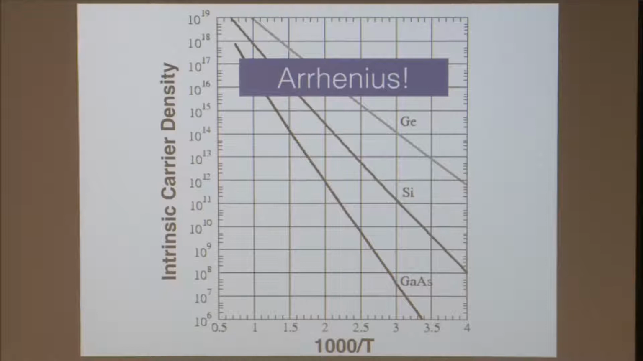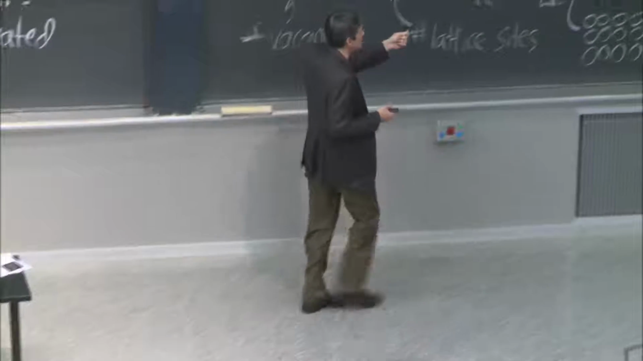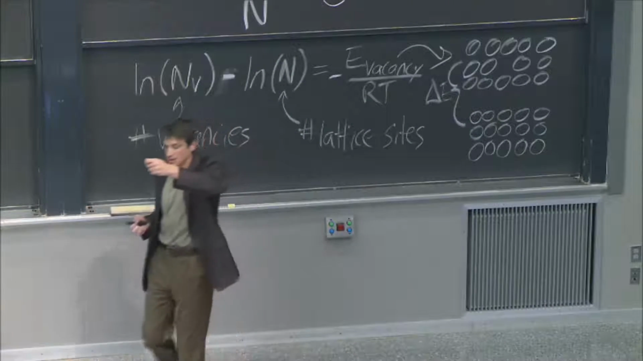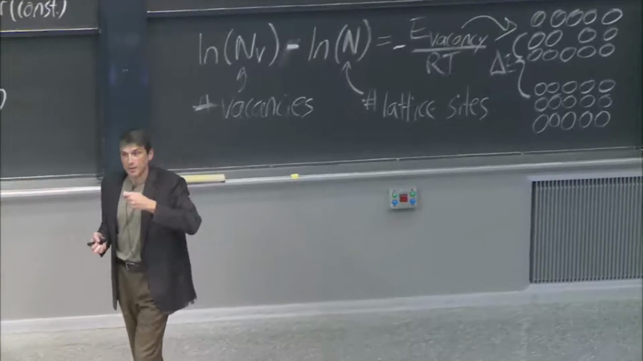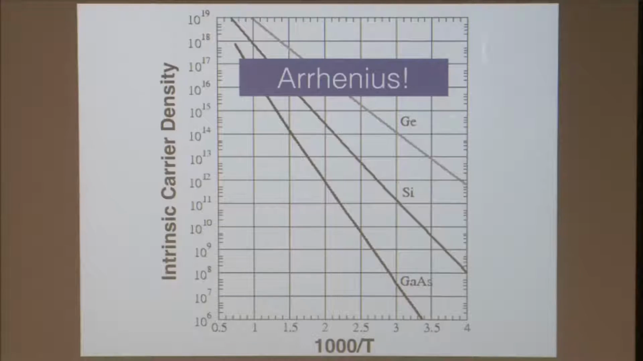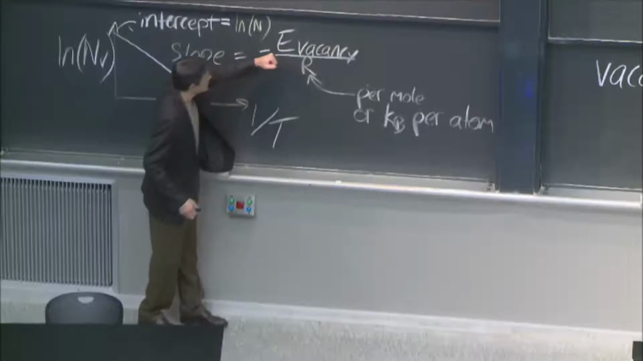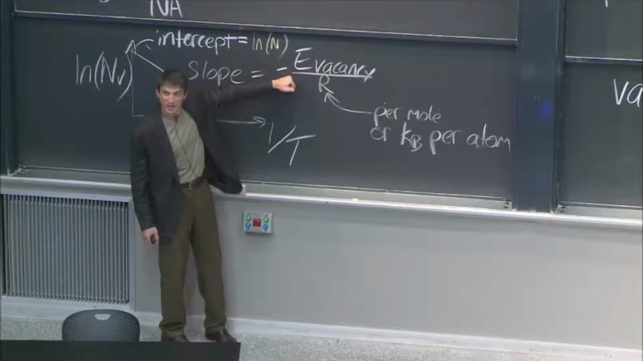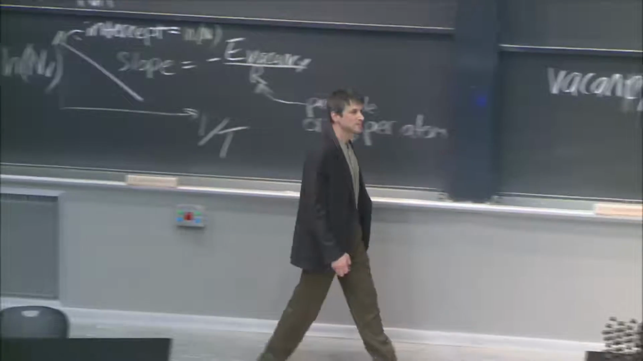And in this case, what is the activation energy? The activation energy for getting an electron into the conduction band is the gap. Germanium has a smaller gap than silicon, which has a smaller gap than gallium arsenide. The slopes are different because the energy it takes in that activated process is the gap. That's why the slopes are different, right?